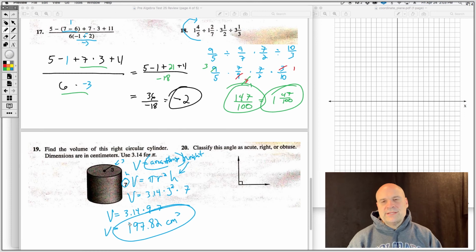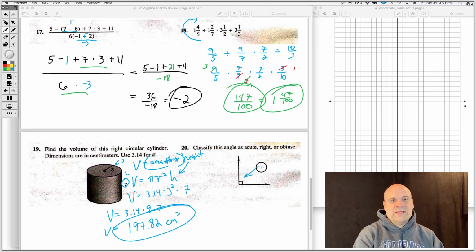This is the last question of the year. How's that feel? Classify this angle as acute, right, or obtuse. Okay? I don't even know what to do on this problem. I mean, you got to know what an acute angle is and an obtuse. And if you do, then it's easy. This means it's 90 degrees. That's a right angle. So this is a right angle.